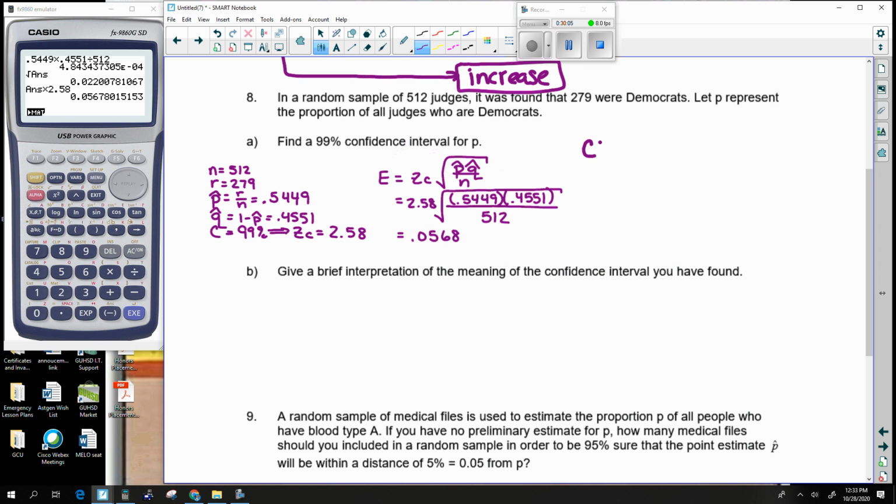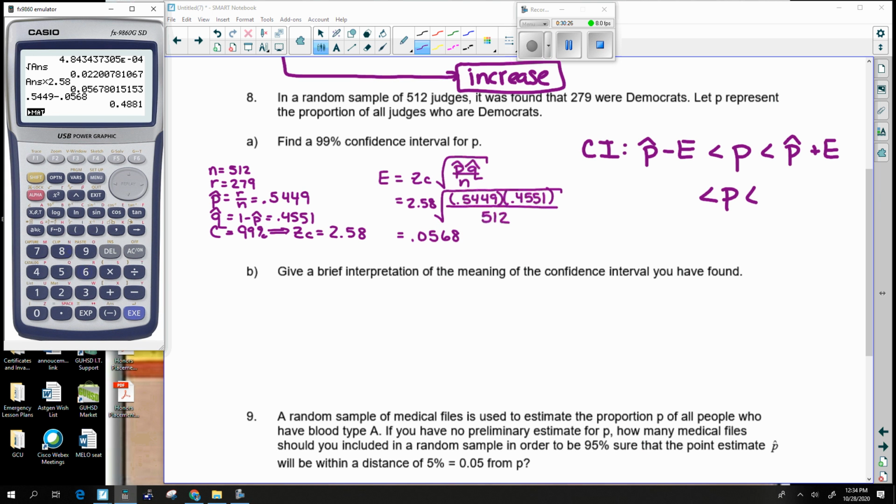So thus the confidence interval, recall that this is probabilities. So you're going to be talking about P. There is no mu. It's a regular P. All right, so we take our P hat minus E, and our P hat plus E.